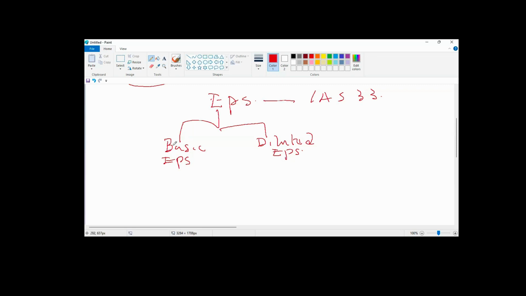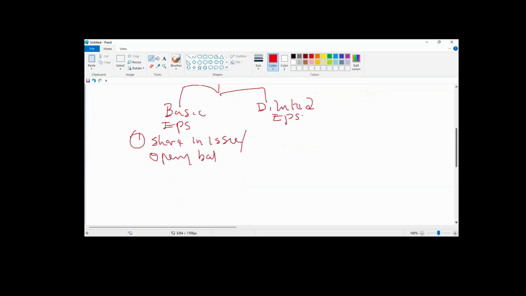Now, what are those things I need to know, that they will give me in the question, that will enable me to calculate basic EPS? One, shares in issue. They can also call it shares outstanding at the opening balance. This is a must. If it is not given, we must derive it. Two, issue at market price, which is also known as fresh issues.